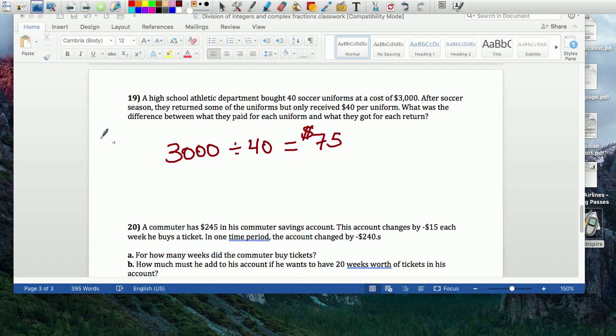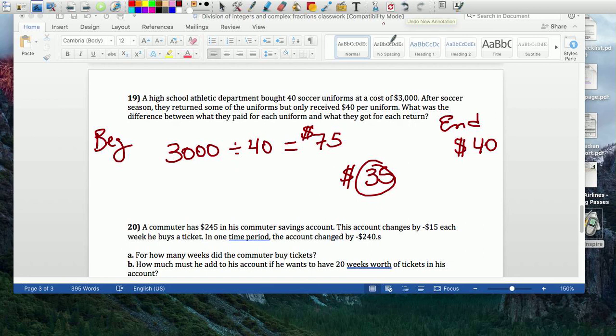So this is at the beginning of the season. At the end of the season, I returned some of those uniforms, maybe some that were not used, and I got $40 for the ones I returned. So if I paid $75 and at the end, when I returned them, I got $40, the difference between 75 and 40 is 35. So that's the difference. Okay, so I didn't get the full value that I had initially paid for them. I got a little bit more than half.